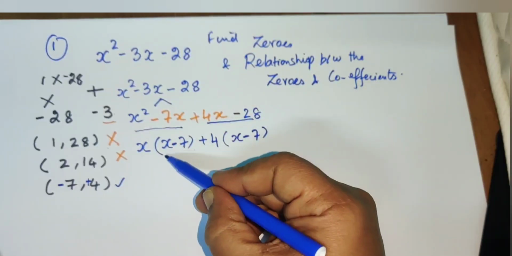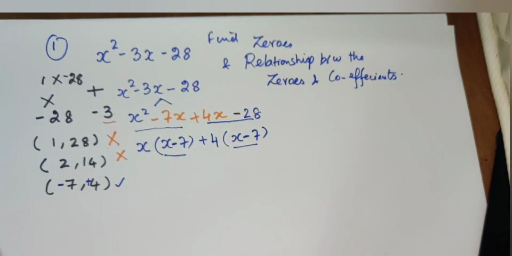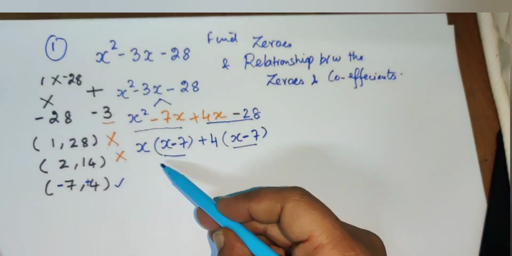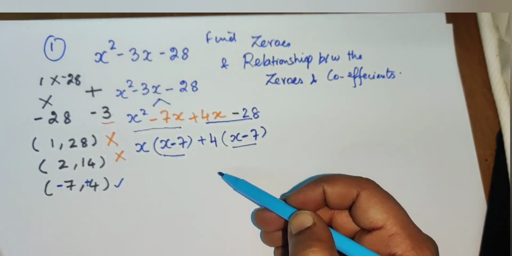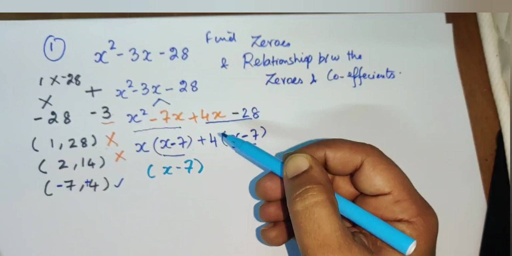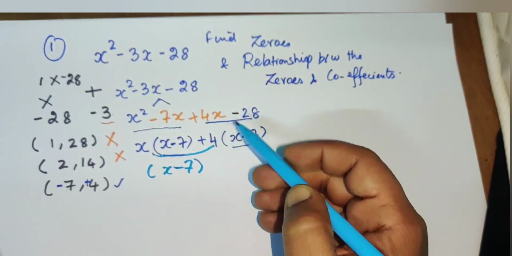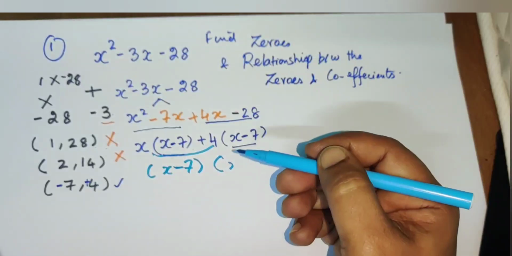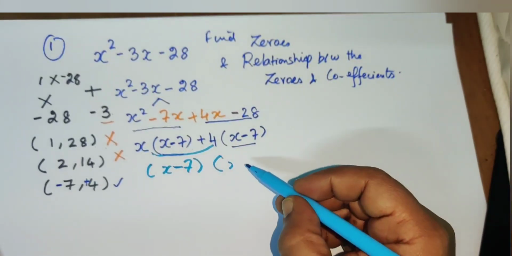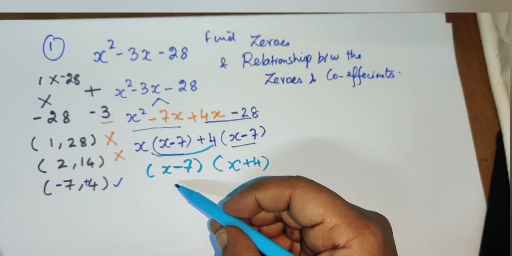As you can see, these 2 brackets' factors are coming common. So then only we can understand we are going on the correct track, right? Now out of this full expression, what is common? This x minus 7 is common, right? So what is left? x plus 4 is left. So now we have done the factors.